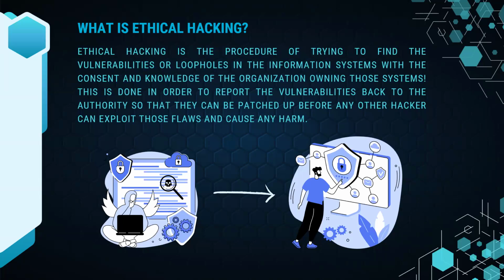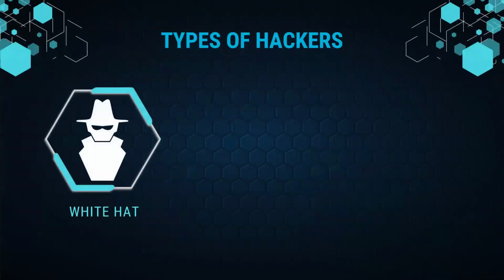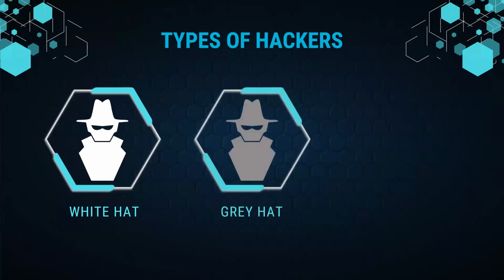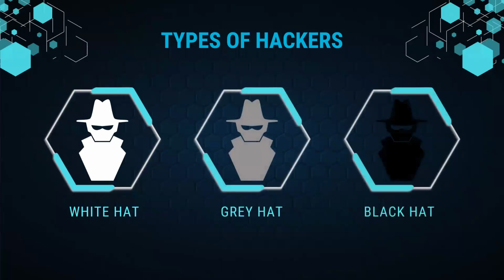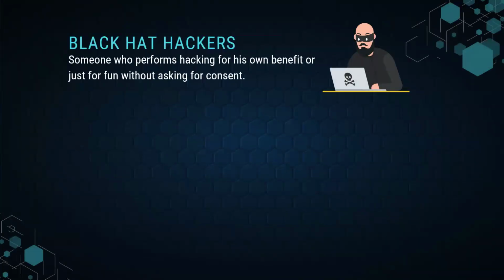Now, depending on these two definitions of hacking and ethical hacking, we have categories of hackers. There are three broad categories: a white hat hacker, a gray hat hacker, and a black hat hacker. When you talk about black hat hackers first, these are people who perform hacking for their own benefit or just for fun without asking for consent. So what they're performing is hacking, and therefore they can be called hackers or cyber criminals.